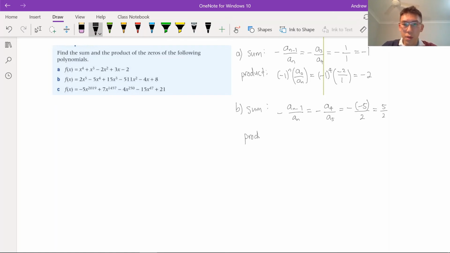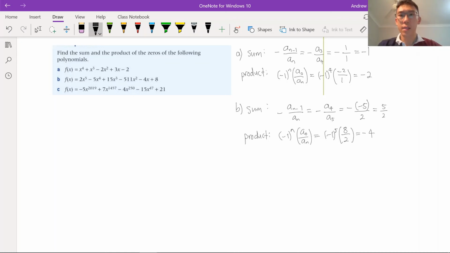Now we want the product, and this will start getting a bit straightforward now, hopefully. Formula, in this case n is 5. For the polynomial in part B, a0 is our constant, which is 8, and then an is 2. So this becomes negative 1 times 4, which is negative 4, and done.